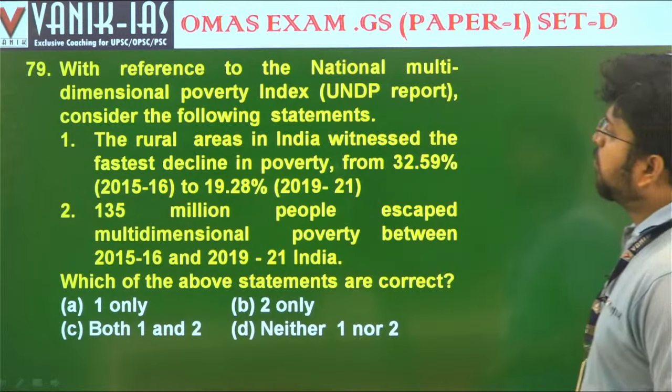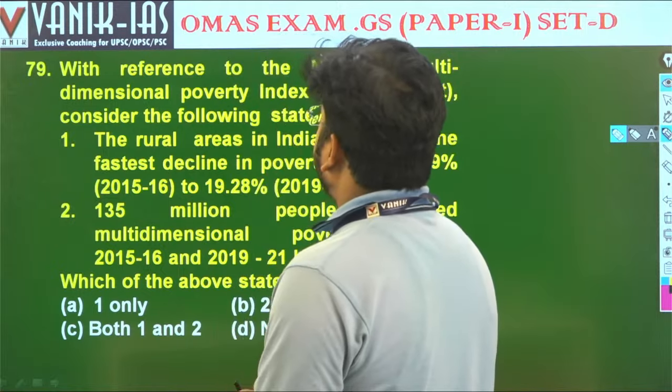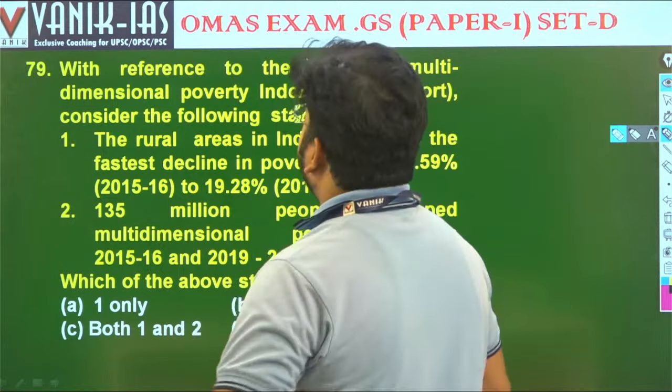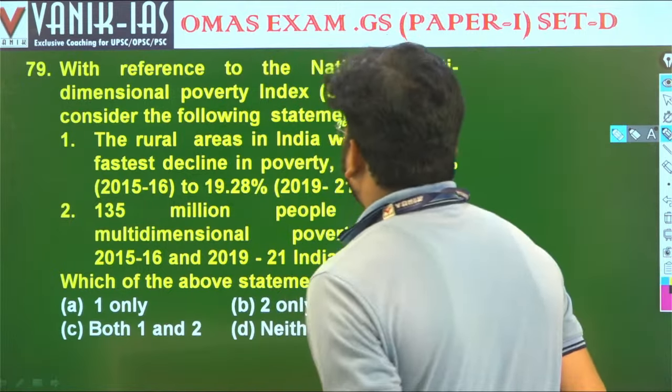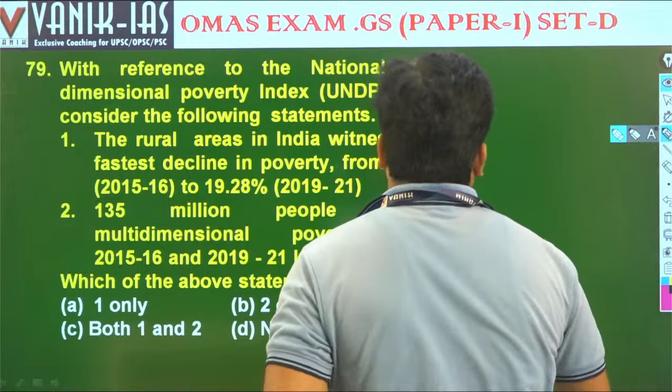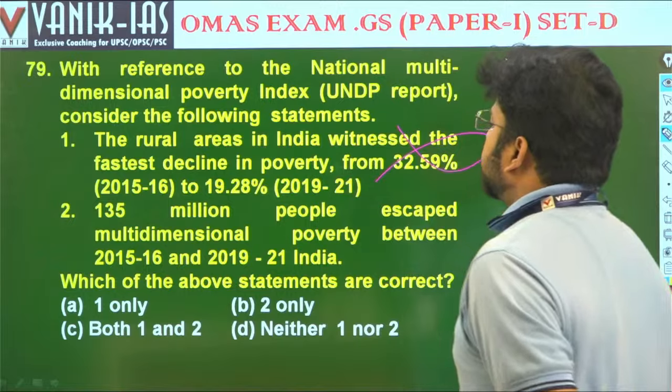With reference to the National Multidimensional Poverty Index UNDP report, consider the following statements. The rural areas of India witnessed the fastest decline from 32%. No, we do not have the 32%. Here it is 24 to 14. The first is wrong.